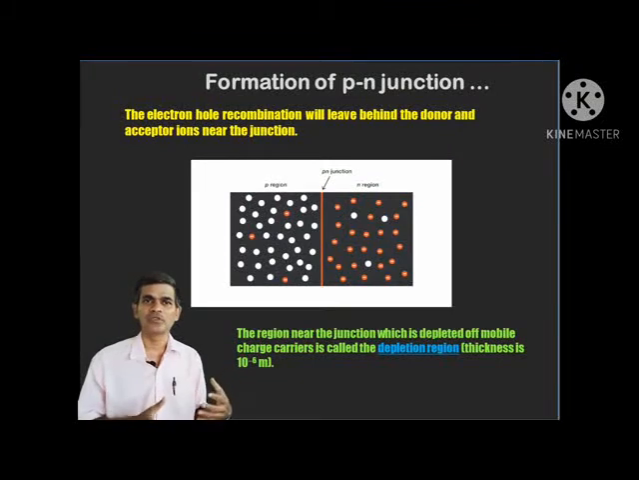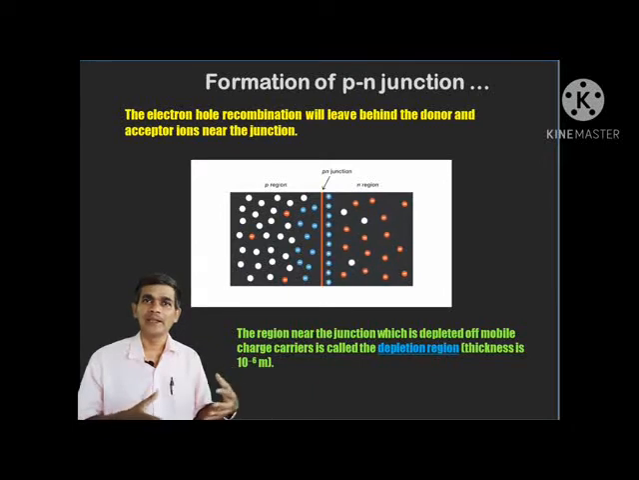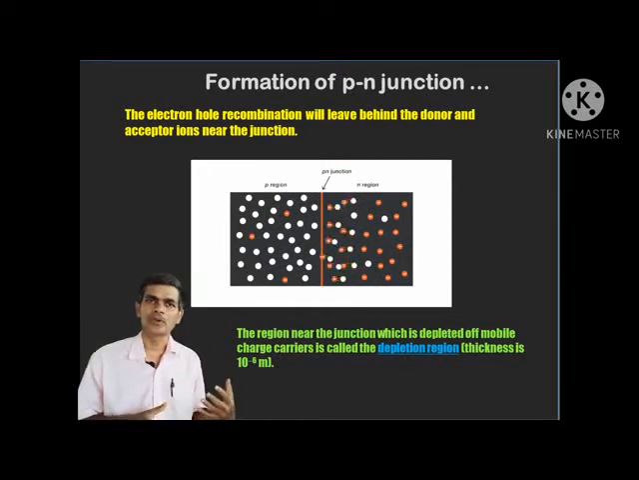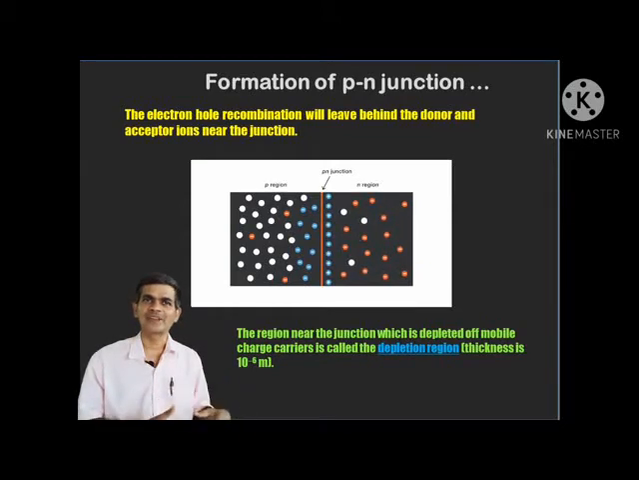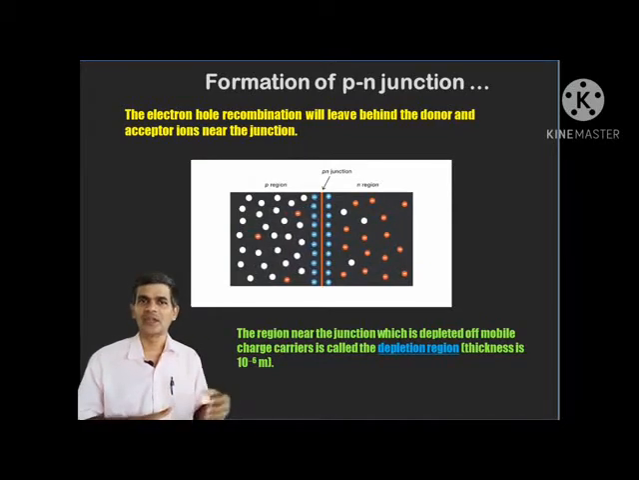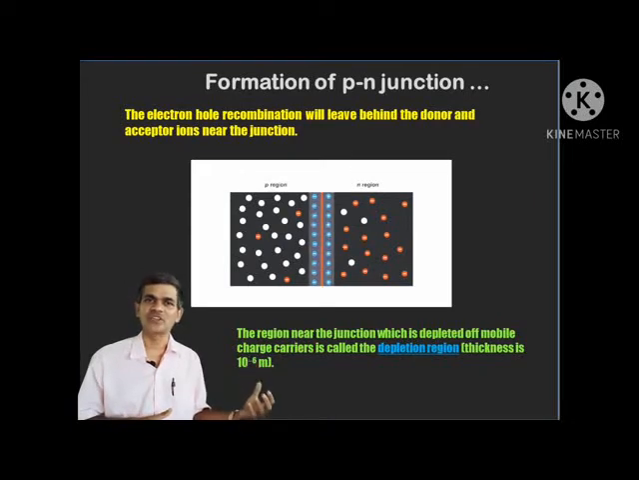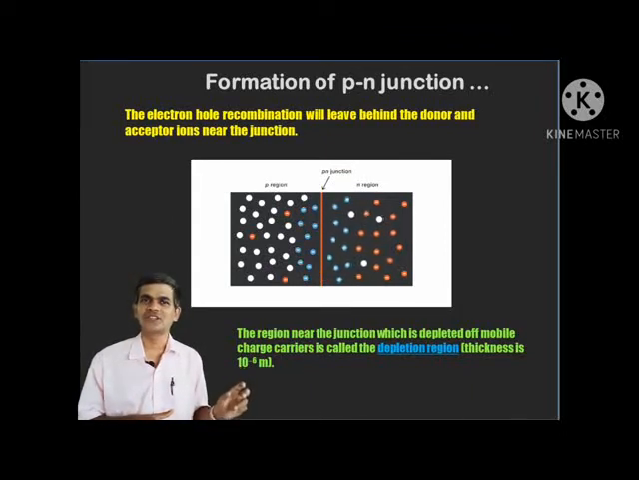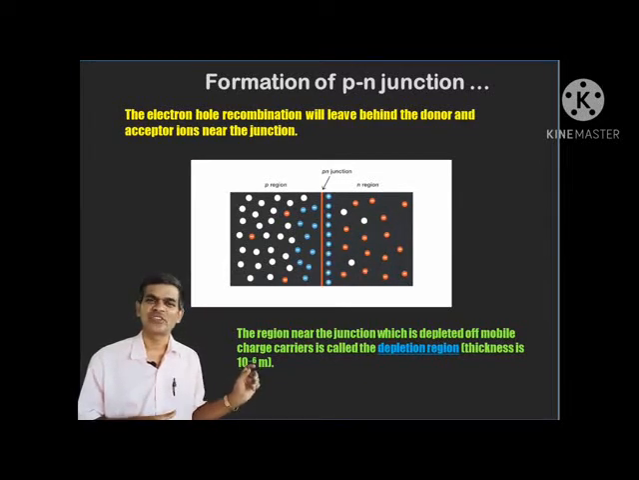Electrons from the N region and holes from the P region, being majority charge carriers, diffuse. When electrons migrate from the N region to the P region, and holes from the P region to the N region, they leave behind donor and acceptor ions near the junction. The junction region which is depleted of mobile charge carriers is called the depletion region, and its thickness is about 10 to the power minus 6 meter, that is, a micrometer.